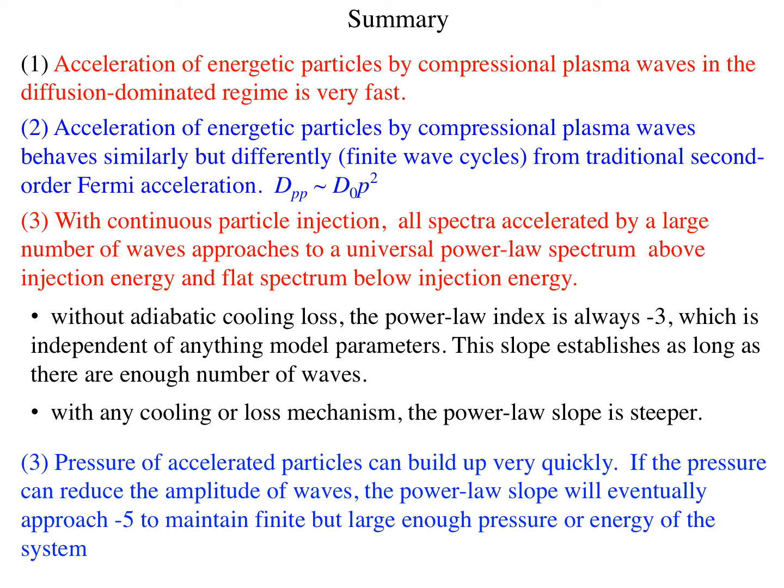The pressure of accelerated particles can build up very, very quickly. If the pressure can reduce the plasma turbulence eventually, then the p to the minus 5 spectrum can be maintained. At that time, the particle acceleration and particle cooling and other losses are balanced.